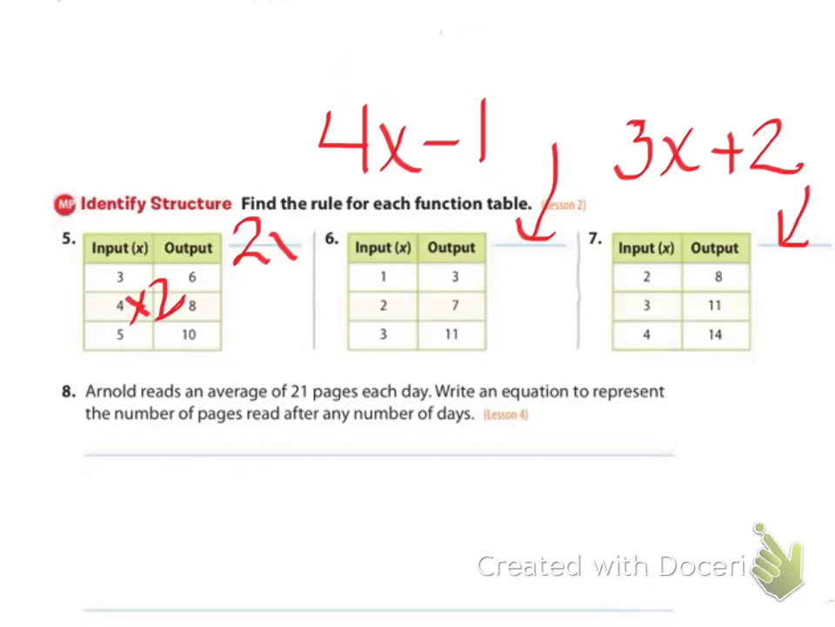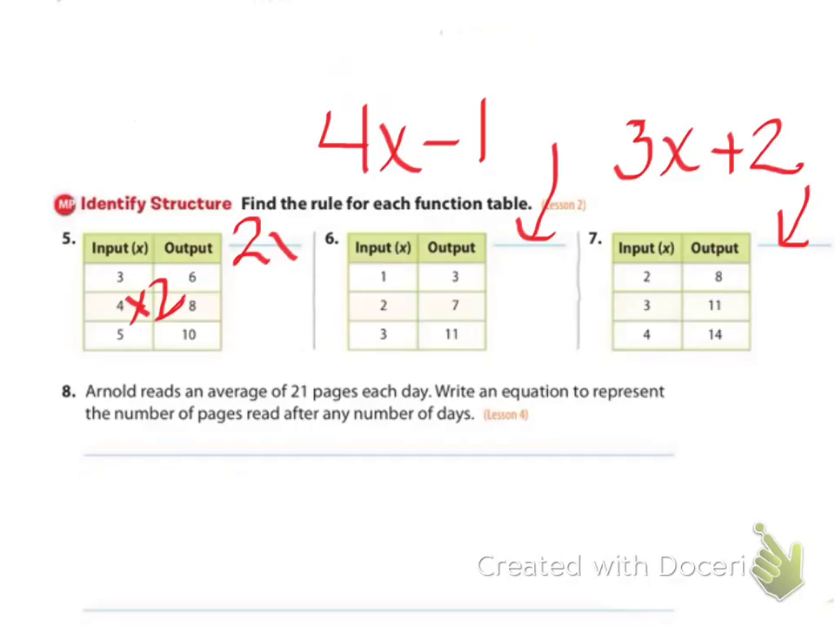Plug that in. Take the input of 2. 3 times 2 is 6. 6 plus 2 is 8. That's a check. 3 times 3 is 9. 9 plus 2 is 11. Another check. 3 times 4 is 12. 12 plus 2 is 14.